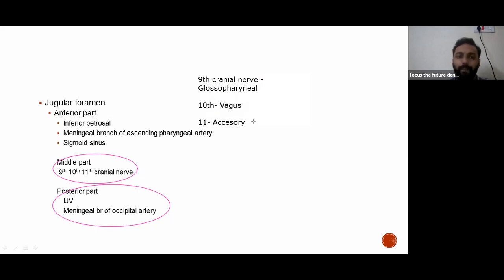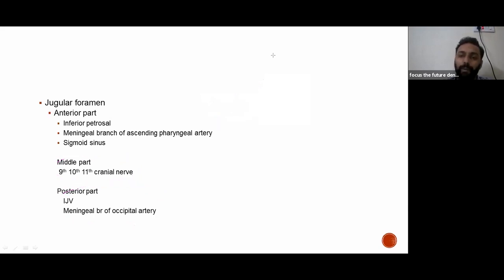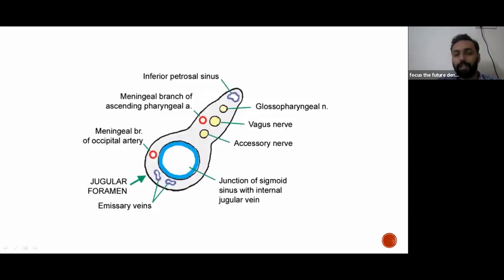So jugular foramen, you have seen the picture. It is related to the 9, 10, 11 cranial nerves, which come out through this, and also the internal jugular vein. Rest of the things we can discuss later. And this is a picture of it. I've given it in your notes.